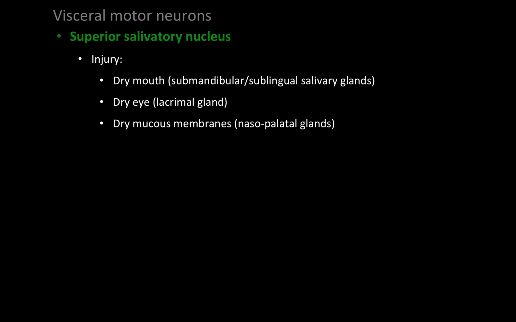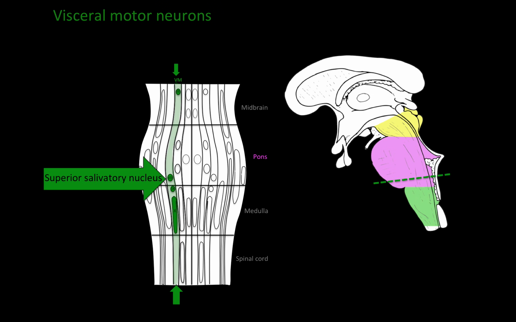So an injury to the superior salivatory nucleus gives a lot of dry stuff, like a dry mouth, because you don't have submandibular and sublingual salivary gland function, and a dry eye because the lacrimal gland is not functioning, and dry mucous membranes on that side because the nasopalatine glands are not functioning. All right, so there is our superior salivatory nucleus.